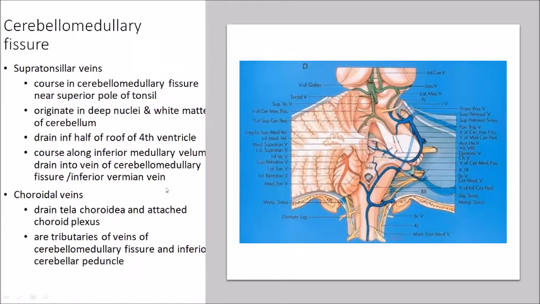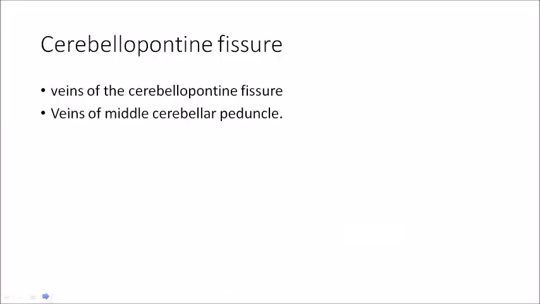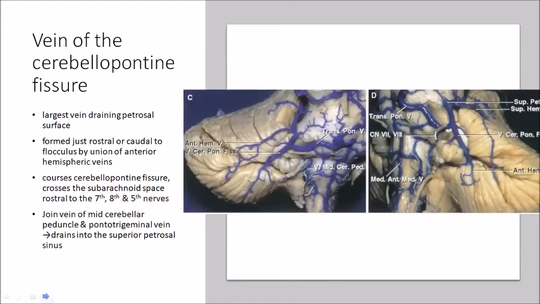This group also considers the choroidal veins. The choroidal veins drain the tela choroidea and attach to the choroid plexus, and these are tributaries of the cerebellomedullary fissure and inferior veins, and veins of the inferior cerebellar peduncle. The cerebellopontine fissure consists of the veins of the cerebellopontine fissure and veins of the middle cerebellar peduncle. Veins of the cerebellopontine fissure are the largest veins draining the petrosal surface.